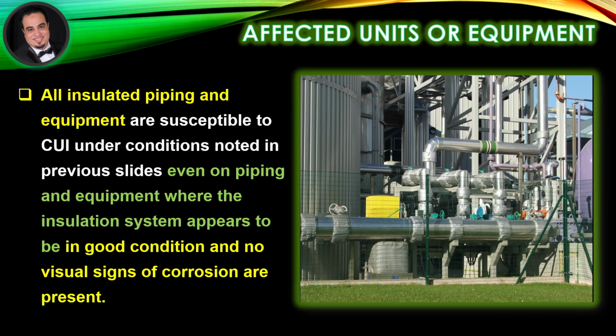Affected units or equipment. All insulated piping and equipment are susceptible to corrosion under insulation under conditions noted in previous slides. Even on piping and equipment where the insulation system appears to be in good condition, and no visual signs of corrosion are present, as illustrated in figure.